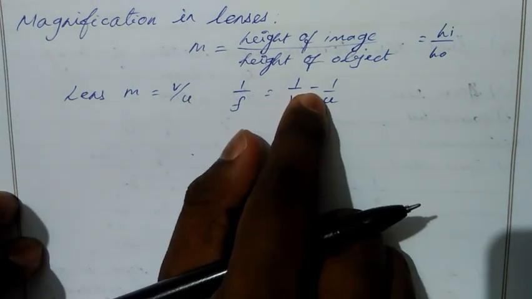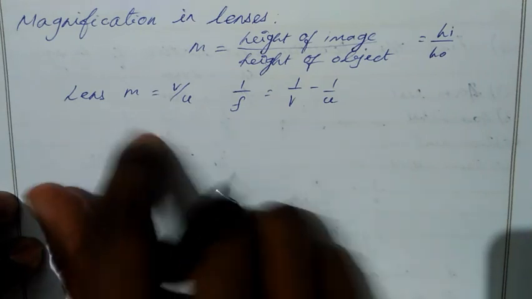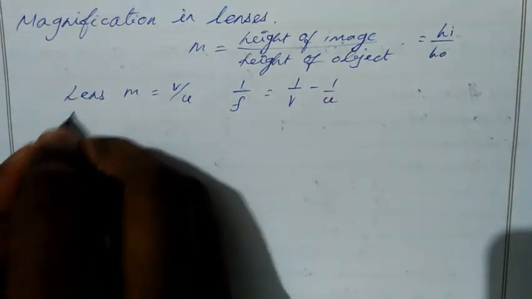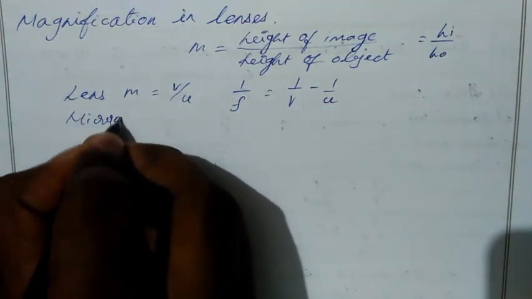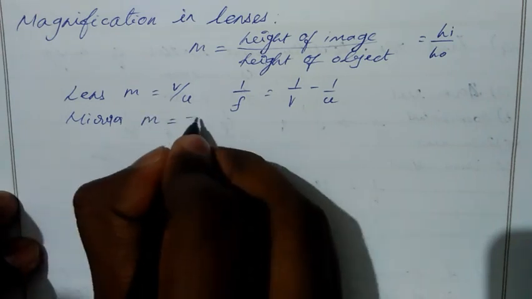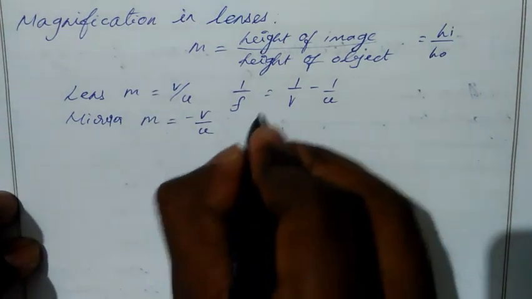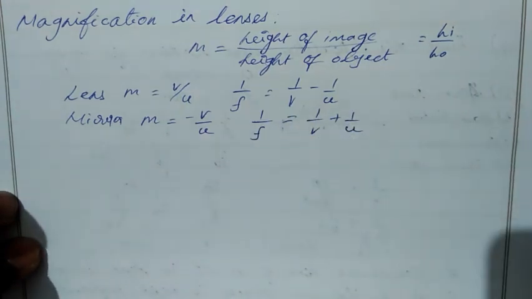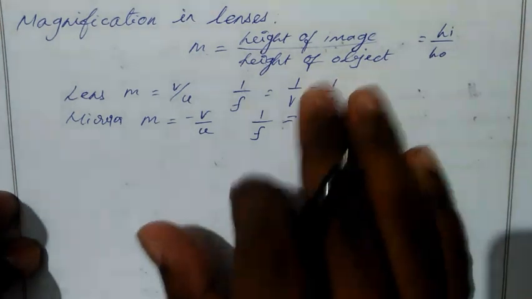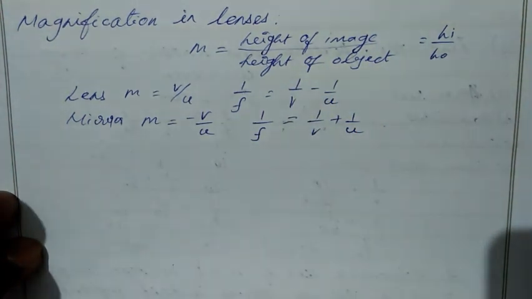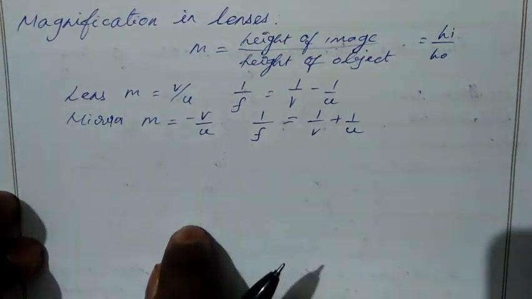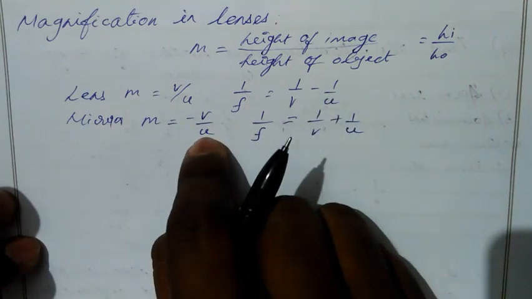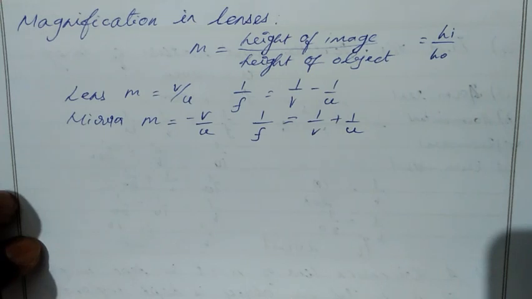Most of the students confuse the magnification formula and the focal length formula, so be very clear about it. And we have the mirror formula, know this one also. For the mirror we have magnification with a negative sign and the mirror formula with a positive sign, 1 by V plus 1 by U. So kindly be aware of these two equations. For a lens we have magnification plus V by U, and lens formula 1 by V minus 1 by U. For a mirror, magnification minus V by U, but mirror formula 1 by V plus 1 by U.